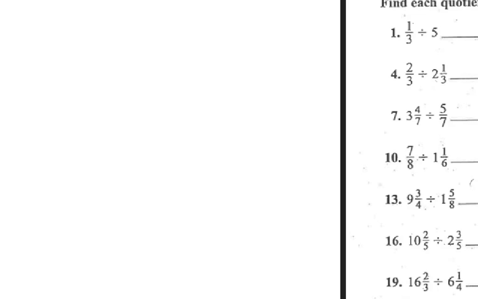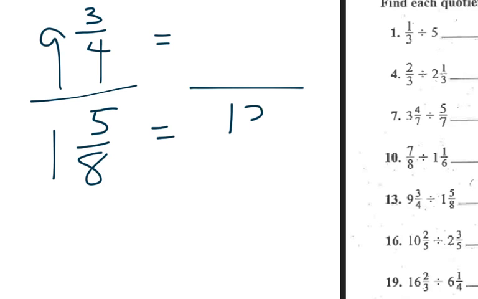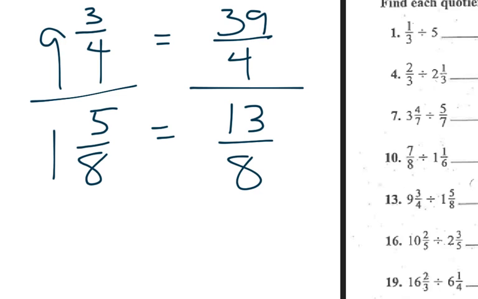Okay, I want you to try number 13 by yourself. You have to change both of these. So make sure that you're changing both fractions before you start dividing. 1 5/8 will become 13/8. And 9 3/4, 9 times 4 is 36, and 36 plus 3 is 39. And then again, the 4 doesn't change, and neither does the 8.